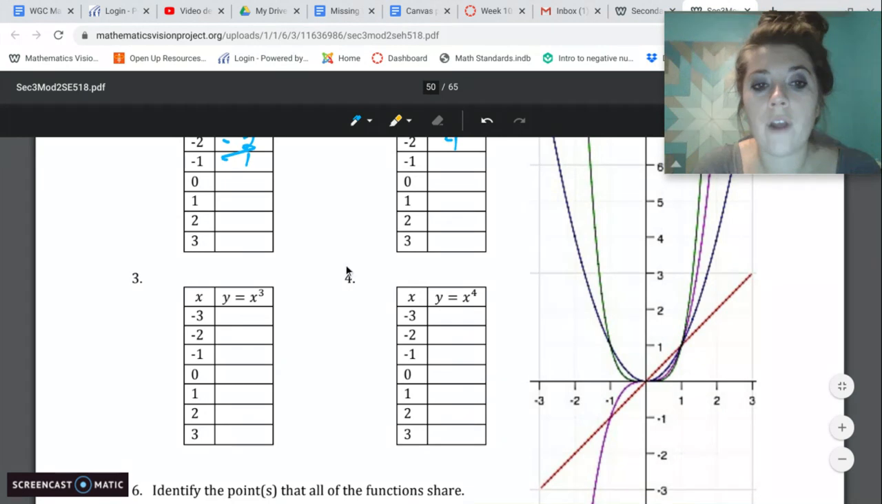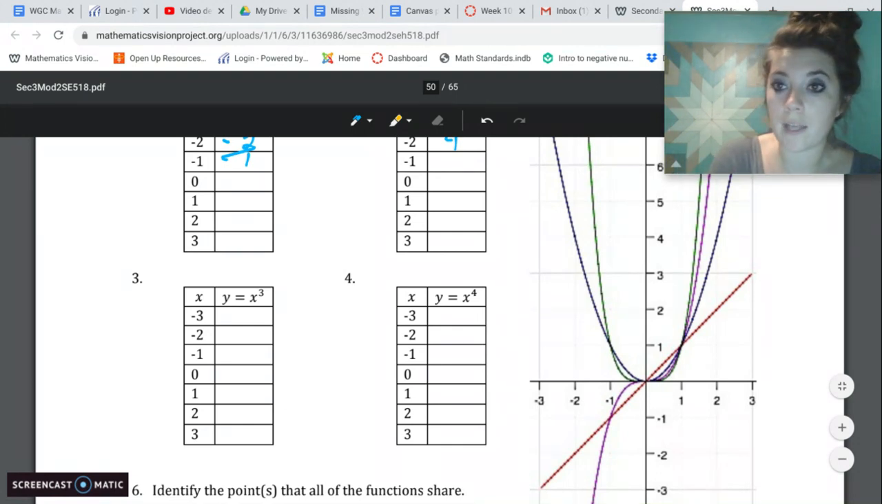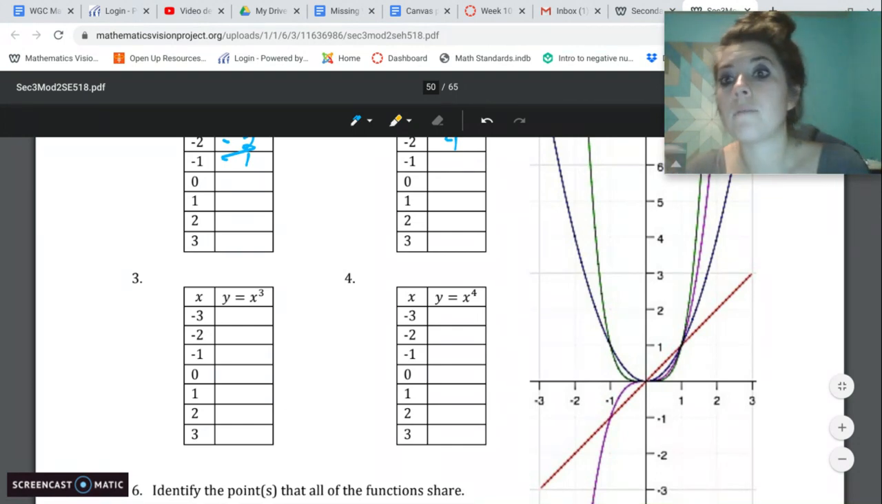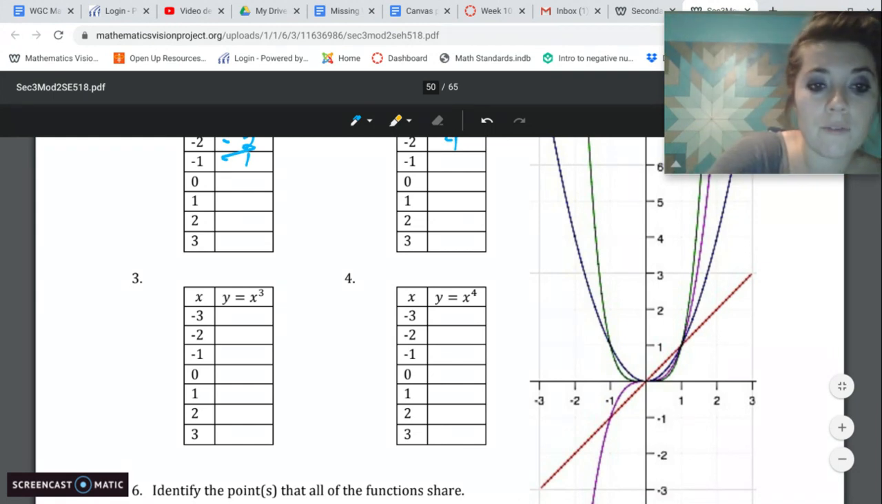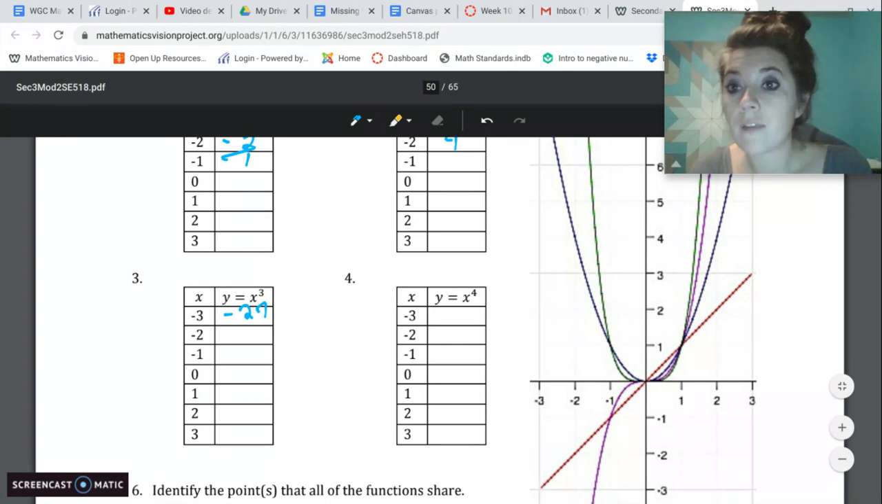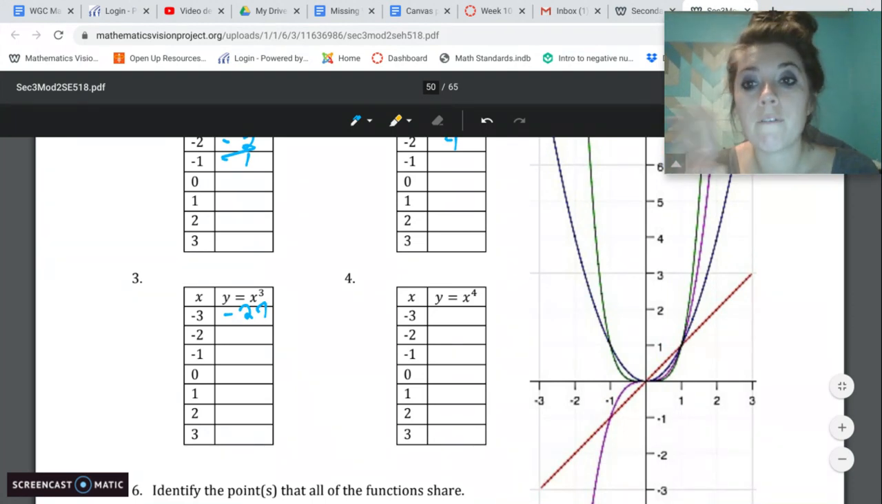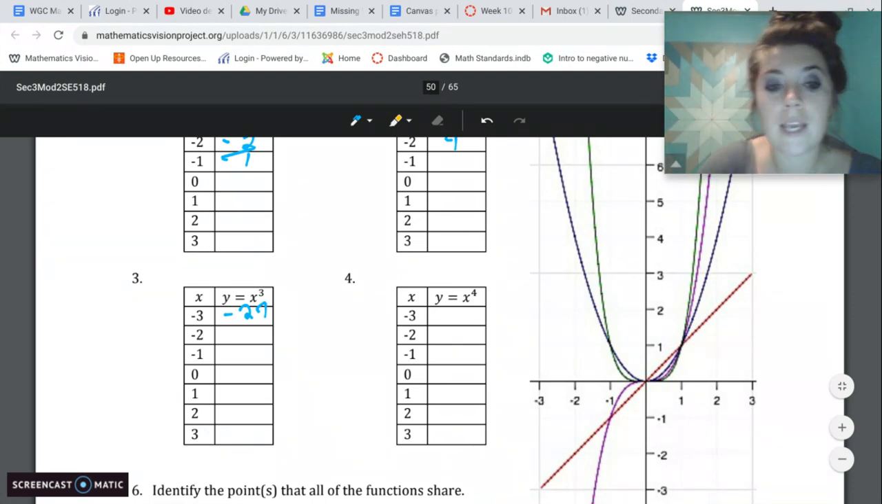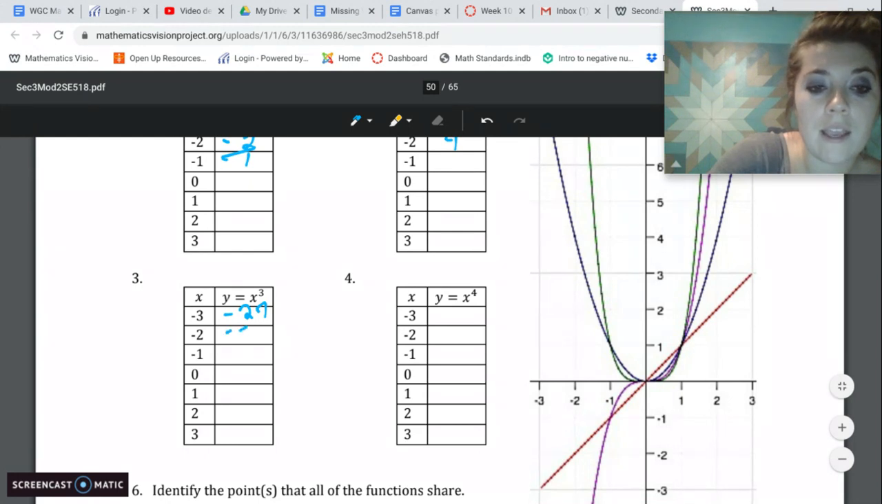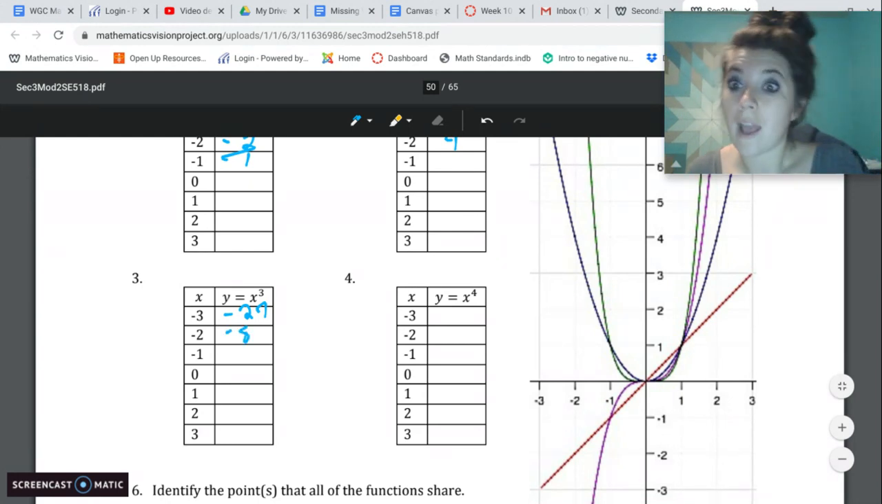All right, for x to the third power, that means you're multiplying your x value times itself 3 times. So -3 times -3 is a +9, but +9 times -3 is a -27. So we have -27. -2 times -2 is a +4, and 4 times -2 is a -8. So on and so forth.